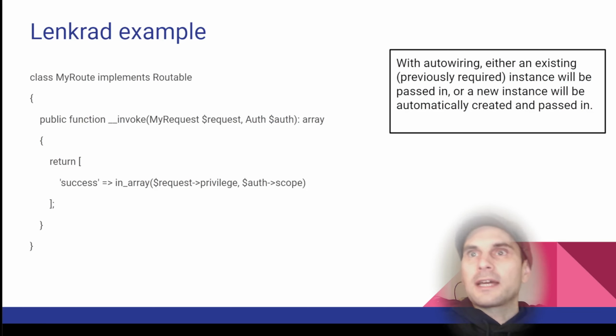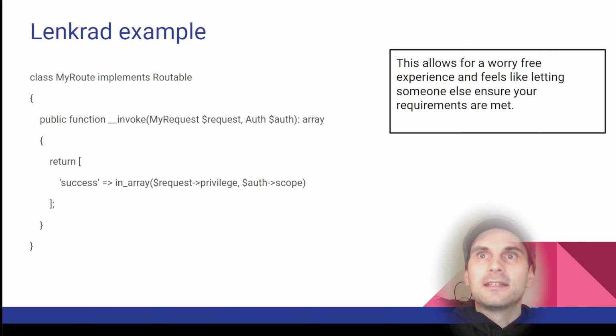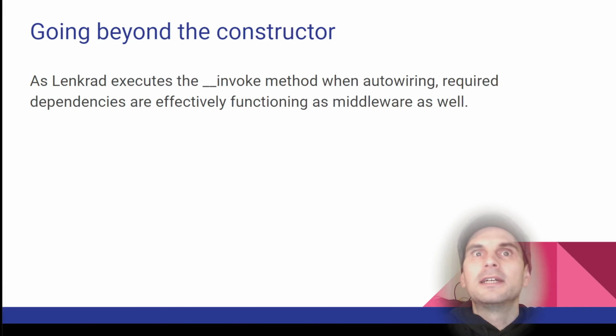We already went over that one. So we'll automatically create a new instance and pass it in if it doesn't exist yet. This is pretty cool because I don't really need to worry about where my stuff comes from, and it feels like somebody else is taking care of creating instances for me and passing them on. And this is extremely useful in a chained system, where we run a particular middleware before our actual controller gets executed.